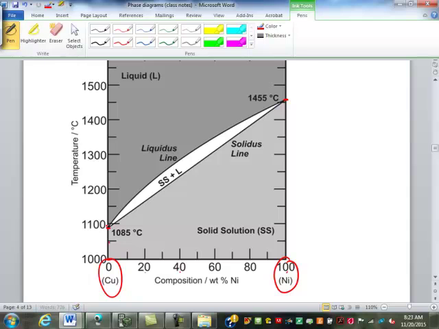So what this is showing, you'll notice pure copper goes from solid to liquid. Pure nickel goes from solid to liquid. If it's an alloy, there's this little band in here. It's what we call the mush stage, where some of it's solid, some of it's liquid. And that's what we're going to talk about when we come back from break. So I'm going to pause right here.